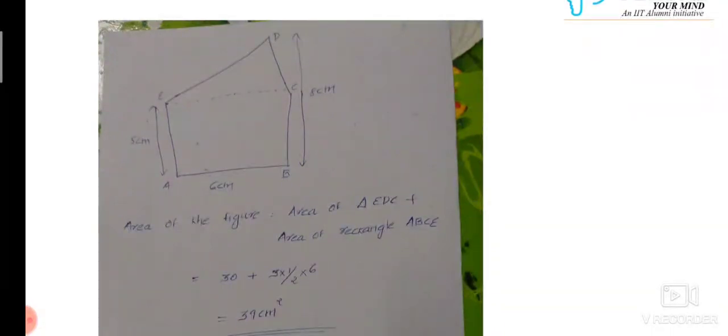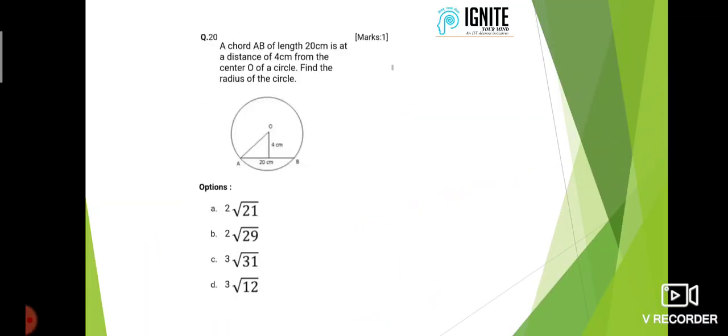You know that the area of a rectangle is length into width, or length into breadth. So you get 6 into 5, which is 30. Now, the area of the triangle means half into base into height. The total length is 8 centimeters, where in the lower portion when you reduce that you get 3 as the height, right? So you get 3 into half into 6. So when you sum it up, you get the answer as 39 centimeter square. I hope this question is also made clear.